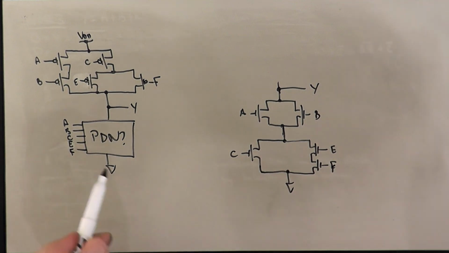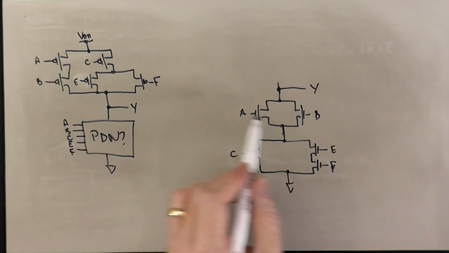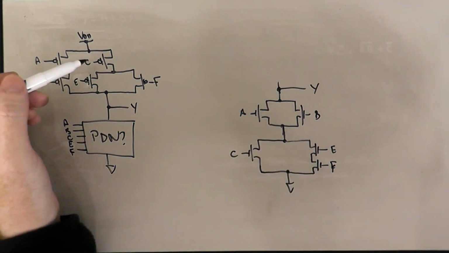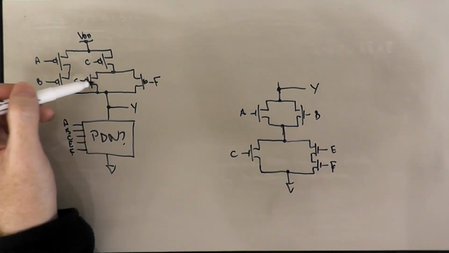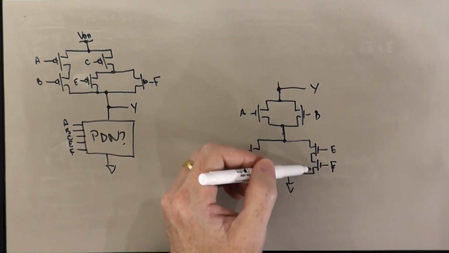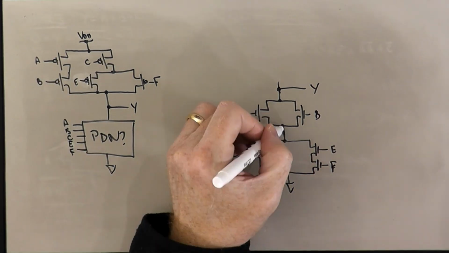So we basically have swapped things that were in series for things that are in parallel. We swap things that are in parallel with things that are in series. Here, these were in parallel. The corresponding thing is in series. These were in series. They become in parallel in the pull-down network.